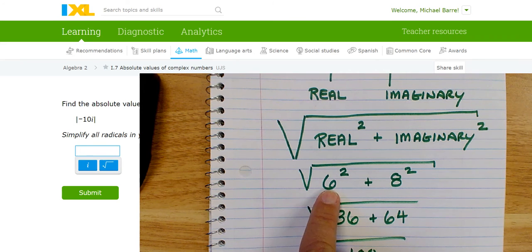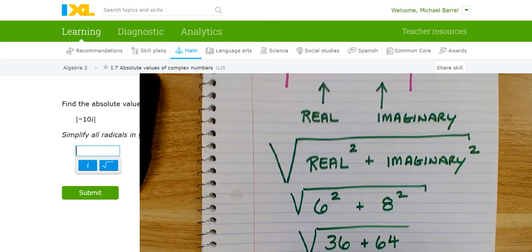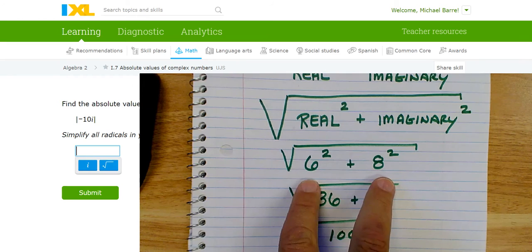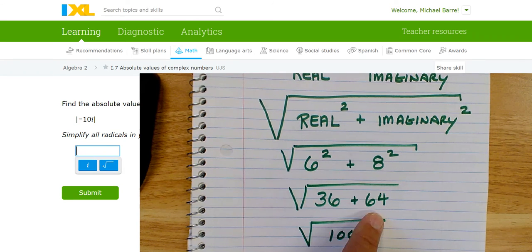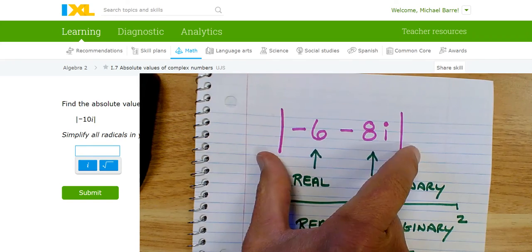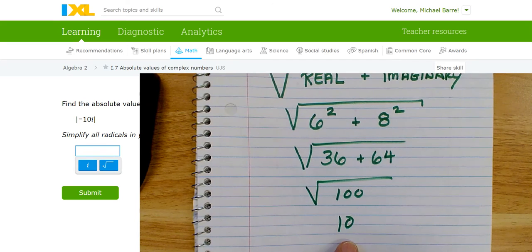Now, I'm going to take 6 squared and 8 squared. And you're asking me, hey, Mr. Barr, it's really -6. Why aren't you including the negative? And I'm saying, I'm not including it because when it squares, it's going to go away anyways. So I'm not even thinking about the negatives. So yes, it's a -6. Yes, it's a -8. But because of the squaring, it doesn't even matter. So 36 plus 64, that's 100. Square root of 100 is 10, which means the absolute value of -6 minus 8i is 10.